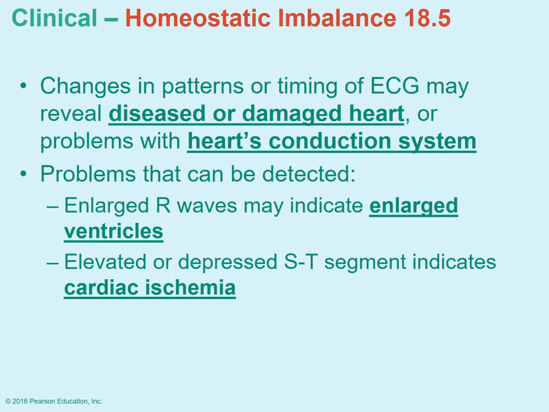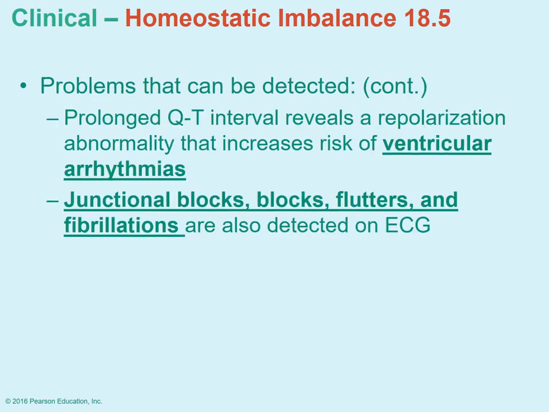Some problems can be detected simply by looking at the EKG. If there's an enlarged R wave, that might indicate enlarged ventricles, just as an example. You can often look to see if there's any type of arrhythmias occurring on here, any type of maybe flutters, because that will all be picked up.